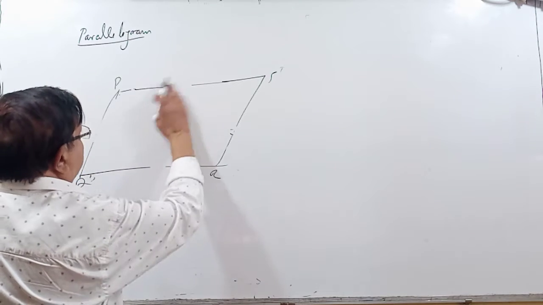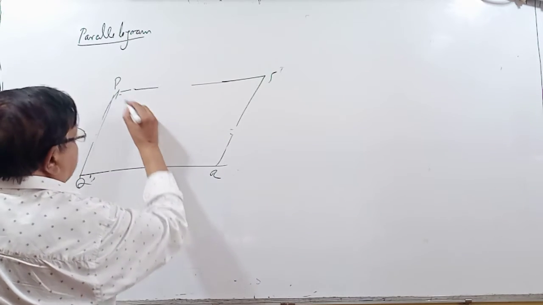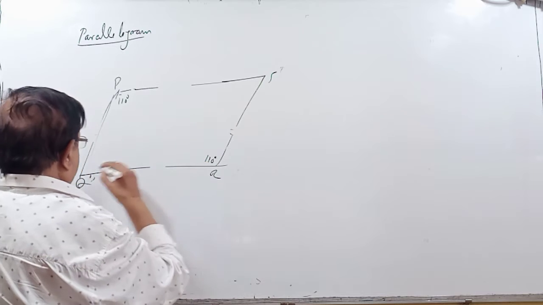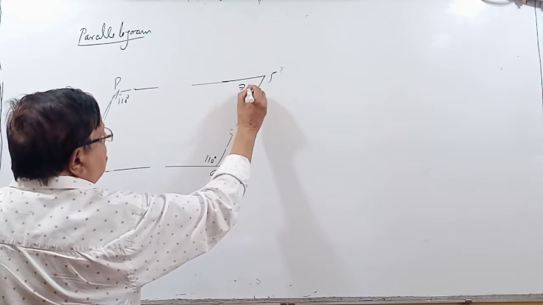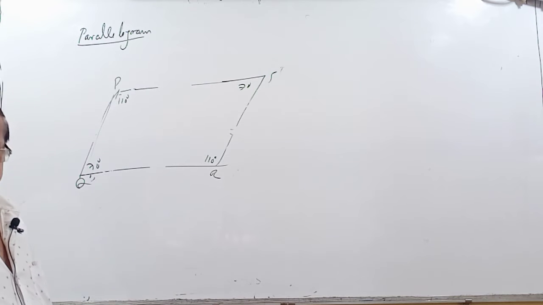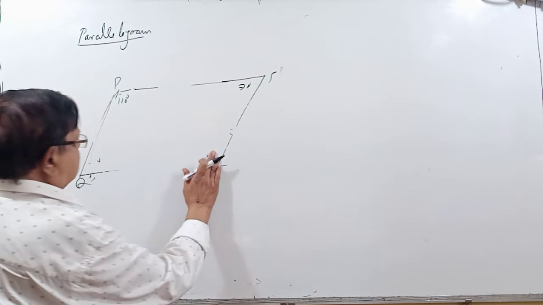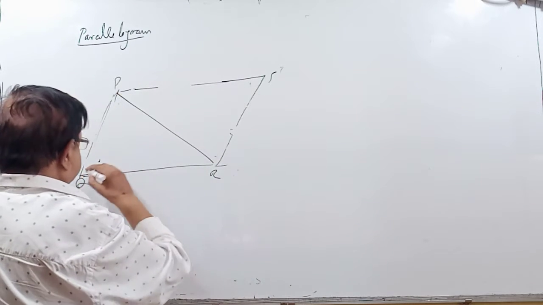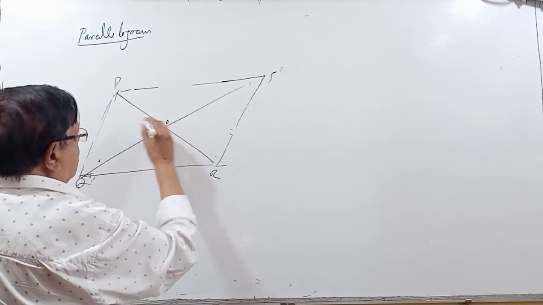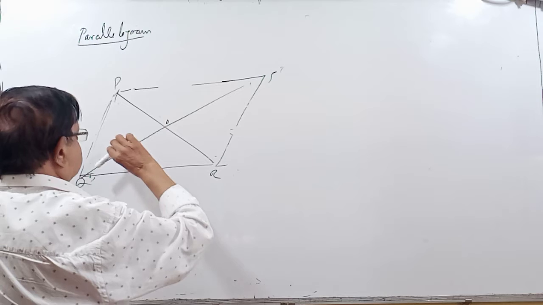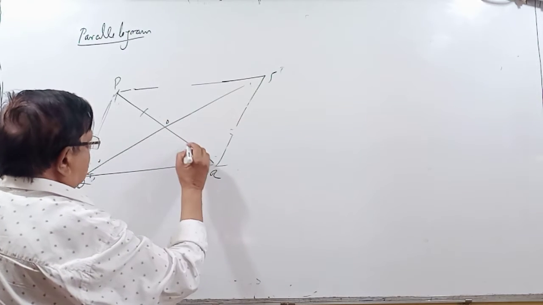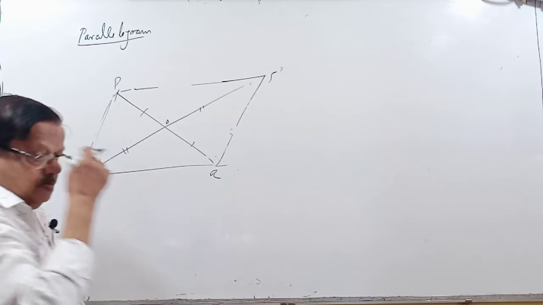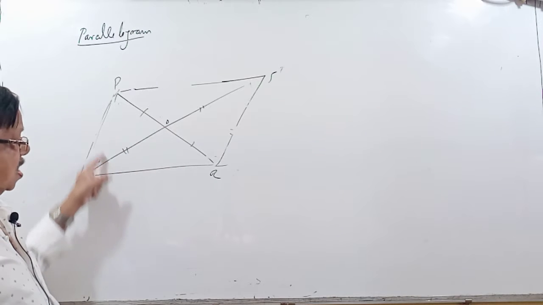Next, the converse statement is that two opposite angles are congruent. If this is 110 and this is 110 and this is 70 and this is 70, opposite angles are congruent, then this is a parallelogram. Third one, the reverse statement is that if diagonals bisect each other, PO equal to RO and QO equal to SO, then this is a parallelogram. Diagonals bisect each other, then the quadrilateral is a parallelogram.